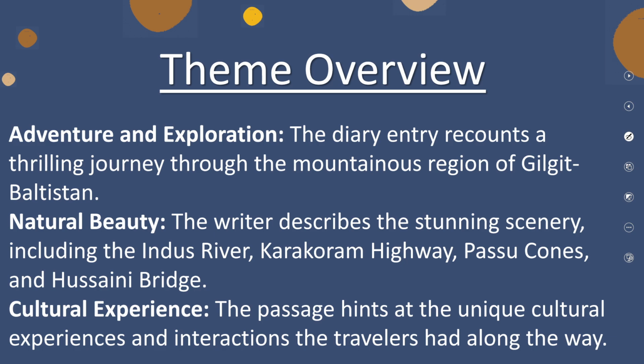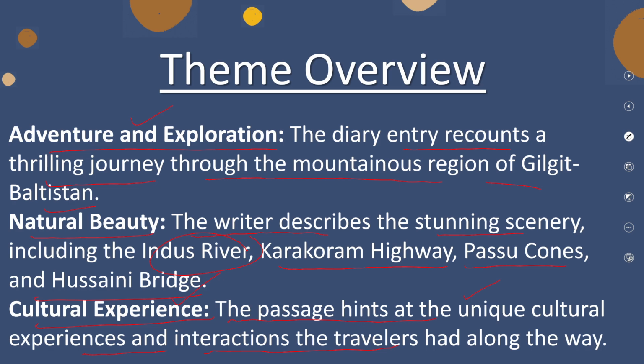The first one is adventure and exploration. The diary entry recounts a thrilling journey through the mountainous region of Gilgit-Baltistan. Then we explore natural beauty. The writer describes the stunning scenery, including the Indus River, Karakoram Highway, Passu Cones, and Hussaini Bridge. And the cultural experience, we explore this theme. The passage hints at the unique cultural experiences and interactions the travelers had along the way.